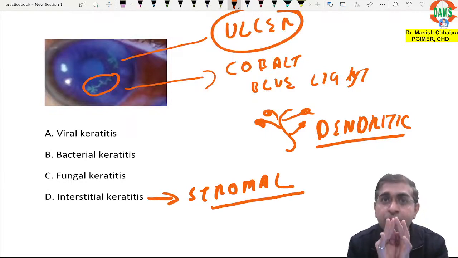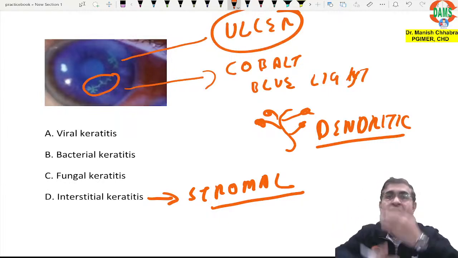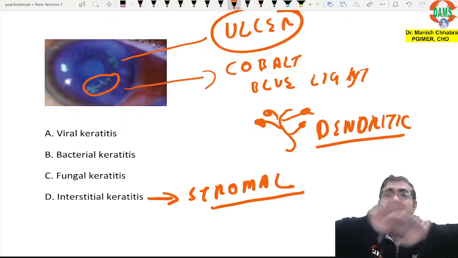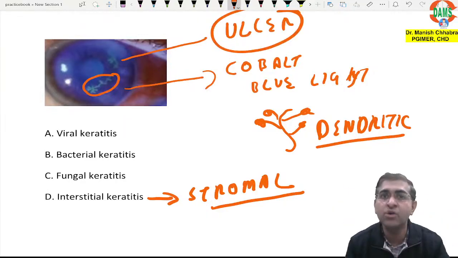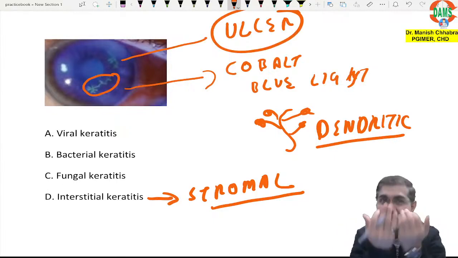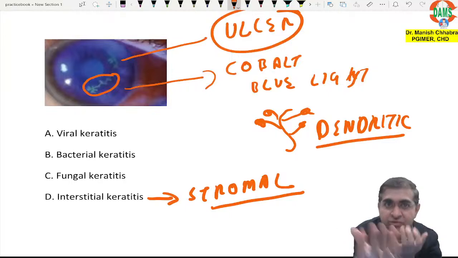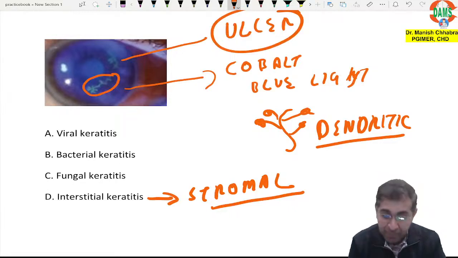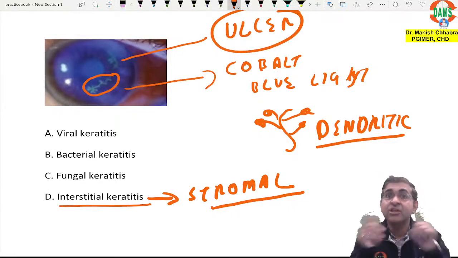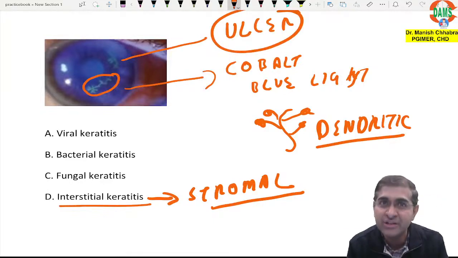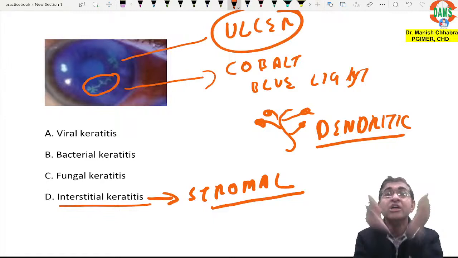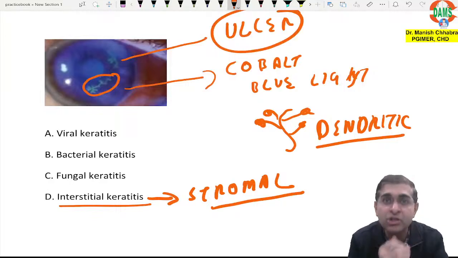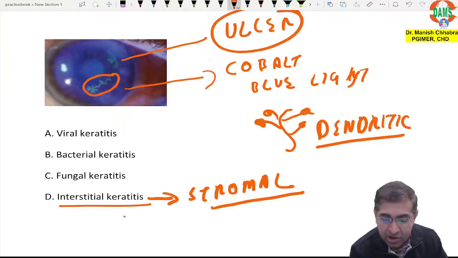See, the property of absorbing fluorescein dye is with the epithelium. When there is epithelium removal from the surface of the cornea, some raw epithelium cells are exposed, which will take fluorescein and will emit green light. But in interstitial keratitis, there is no involvement of epithelium, boys and girls. There is just the involvement of stroma. So how is the fluorescein dye going to enter into the stroma? Not possible. So in interstitial keratitis, there will be no staining.